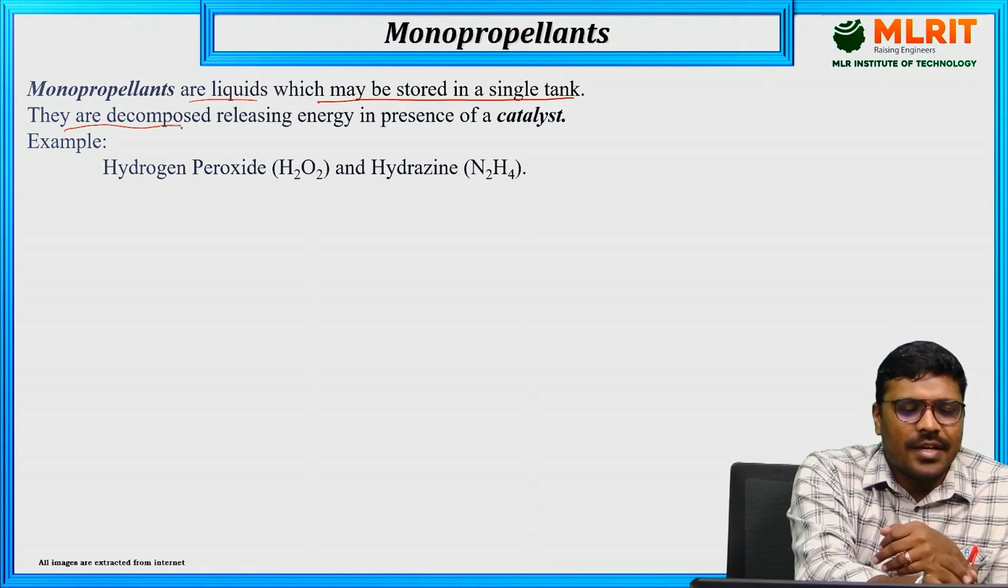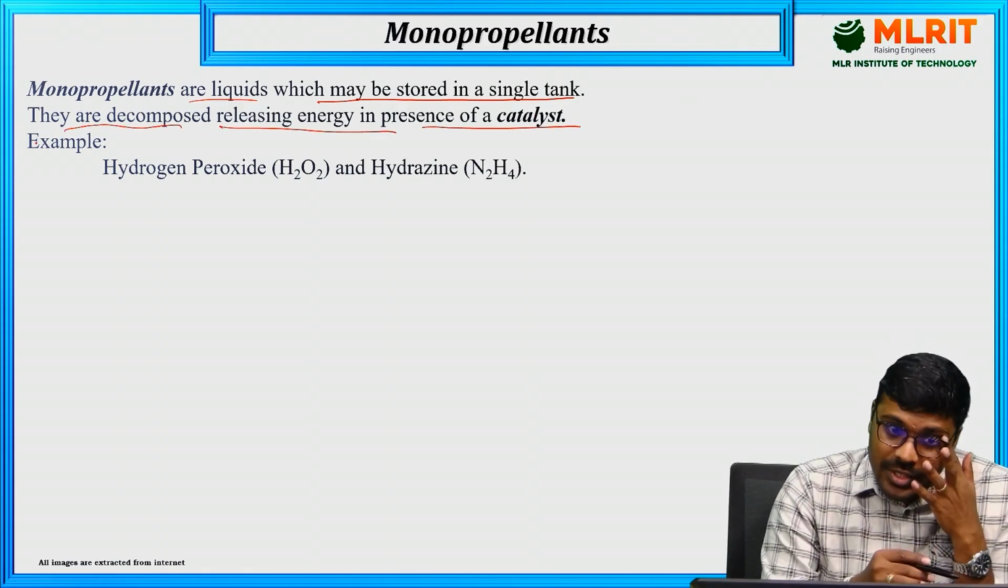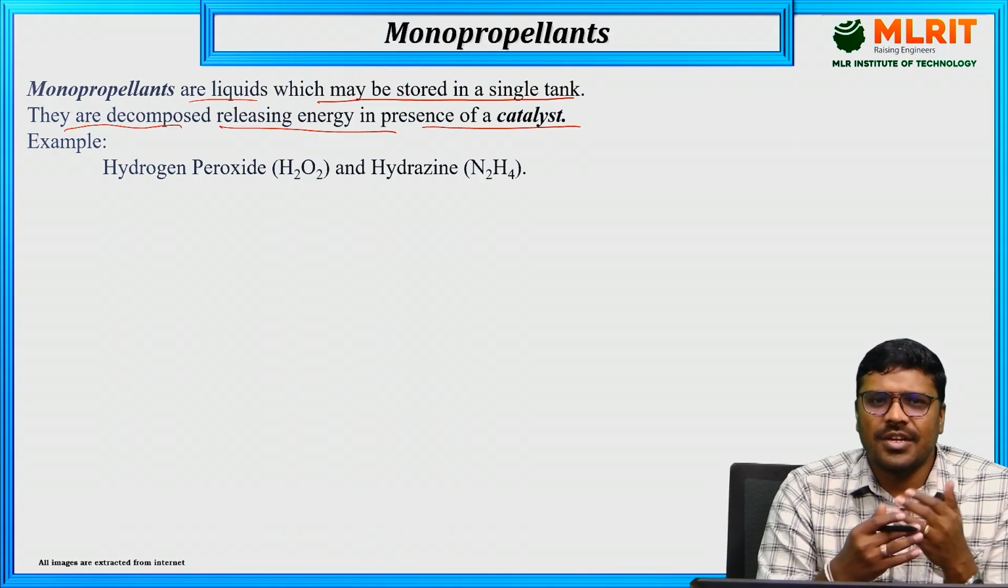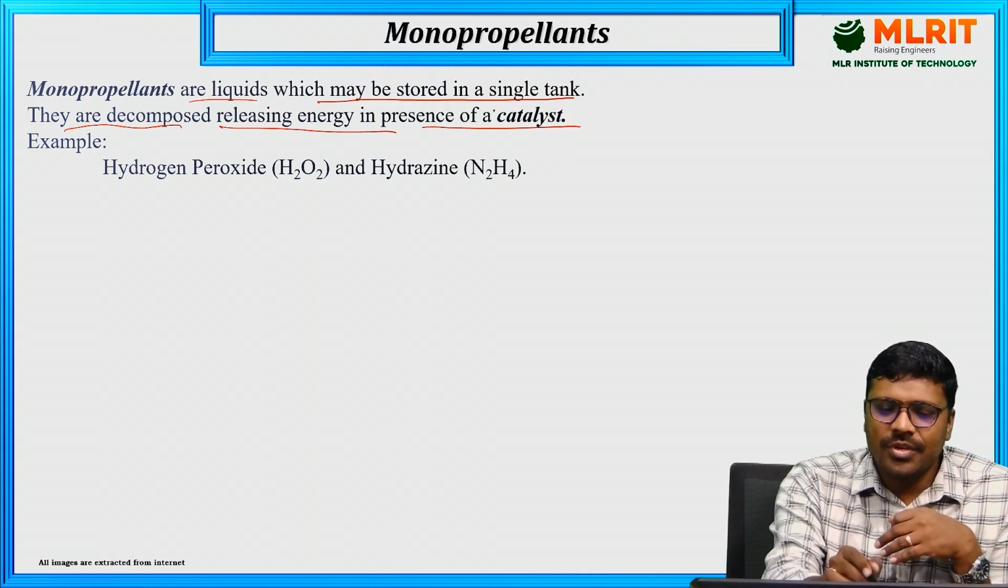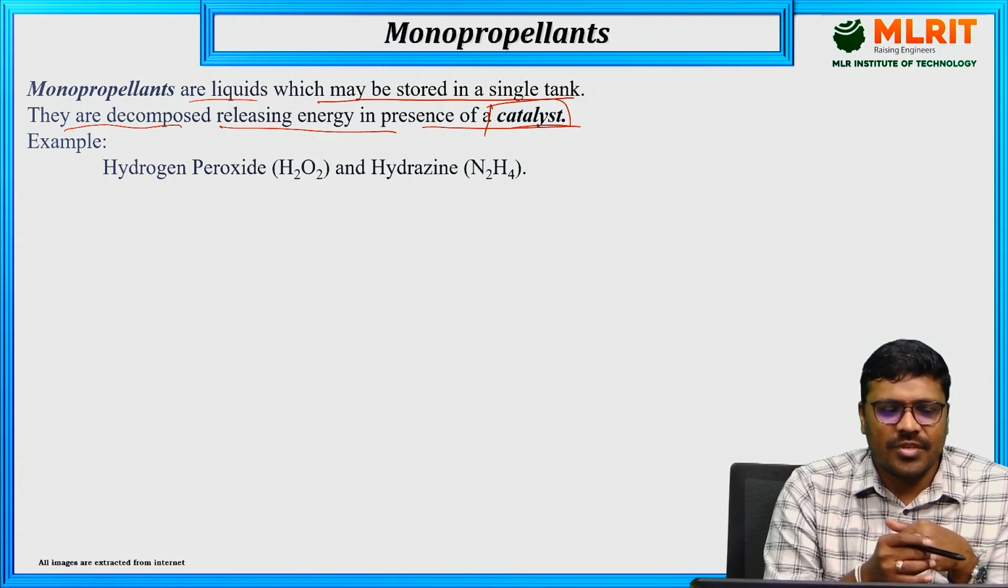They are decomposed, releasing energy in the presence of a catalyst. This monopropellant decomposes. Generally, we have to start a reaction. If it reacts, then only energy will be released, right? So in order to start the reaction, we use a catalyst. We use a catalyst for decomposition of this monopropellant.